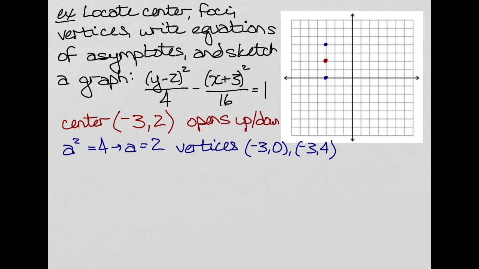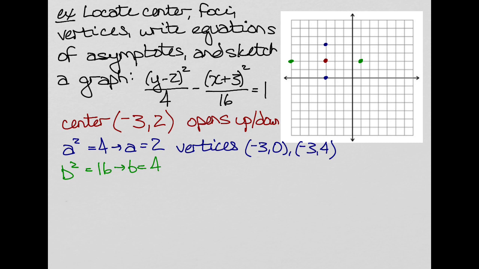Next we have b. B squared is 16, so b is 4, and those are going to be the 2 points on the conjugate axis. I'm going to go a distance of 4 to the left and the right of the center. The conjugate axis is perpendicular to the transverse axis. So those are my 2 important points on the conjugate axis.